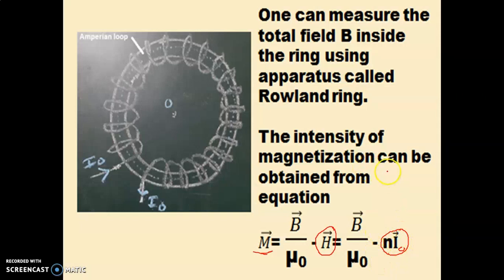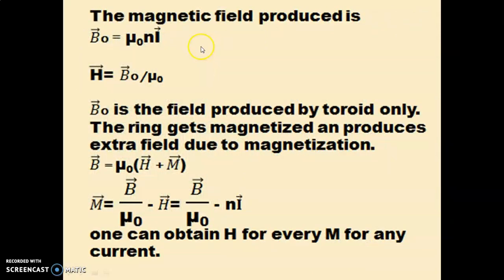Then the magnetic field produced, we know, vector B0 is equal to mu 0 n into I. That means it is actually the vector H, and therefore vector H is equal to vector B0 divided by mu 0, where vector B0 is the field produced by the toroid only. The ring gets magnetized and produces an extra field due to the magnetization. This is due to the toroid only.